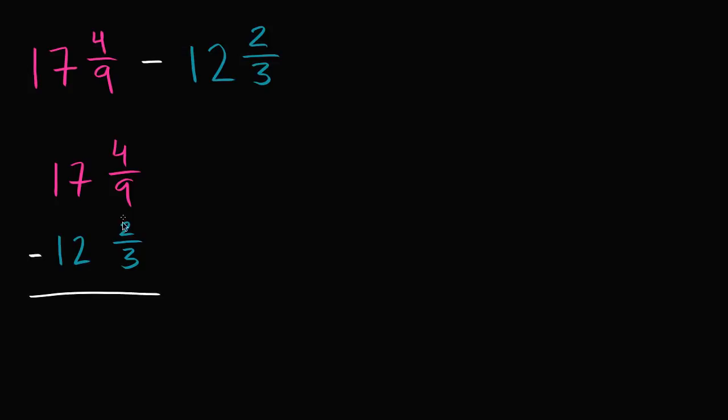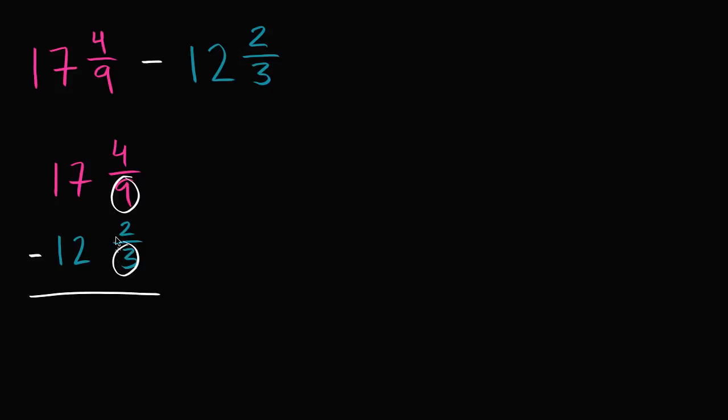So the first thing we might want to do is look at the fraction parts and start subtracting, until we see that we have different denominators here. We have ninths and we have thirds. So the first thing we'd want to do is get to a common denominator. A good common denominator would be the least common multiple of 9 and 3. Well, what's that going to be?